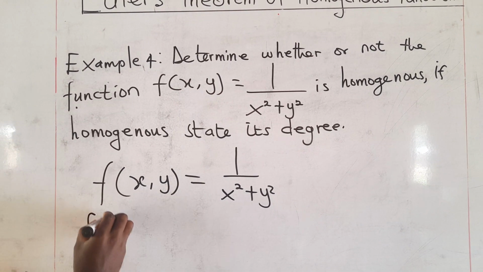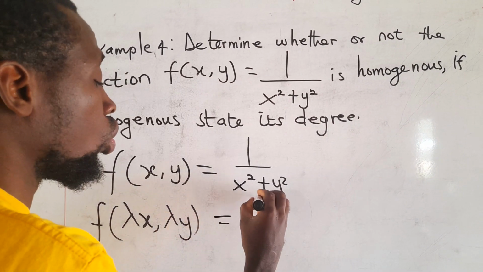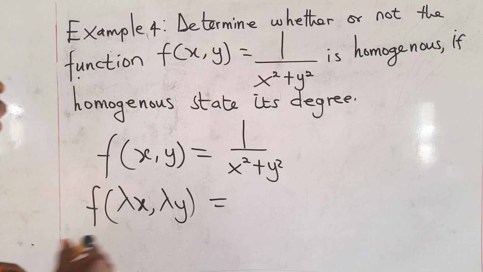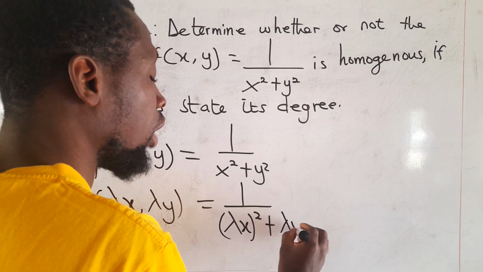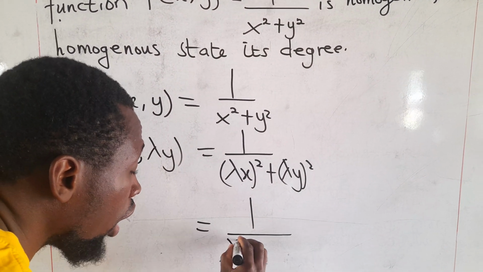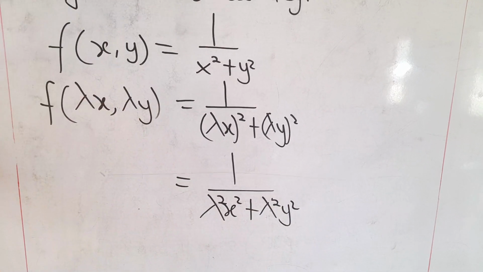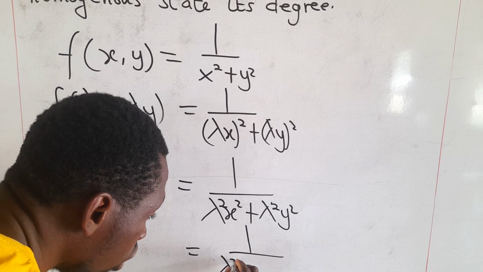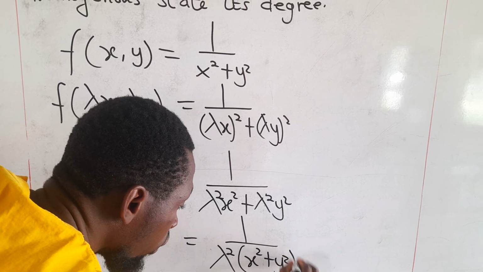We introduce a parameter lambda according to Euler. That means any place we see x, we substitute lambda x. Any place we see y, we substitute lambda y. So we have 1 all over (lambda x) all squared plus (lambda y) all squared. What do we have? We have 1 all over lambda squared x squared plus lambda squared y squared. What is common here? Lambda squared is common. We factor it out. We'll be left with x squared plus y squared.